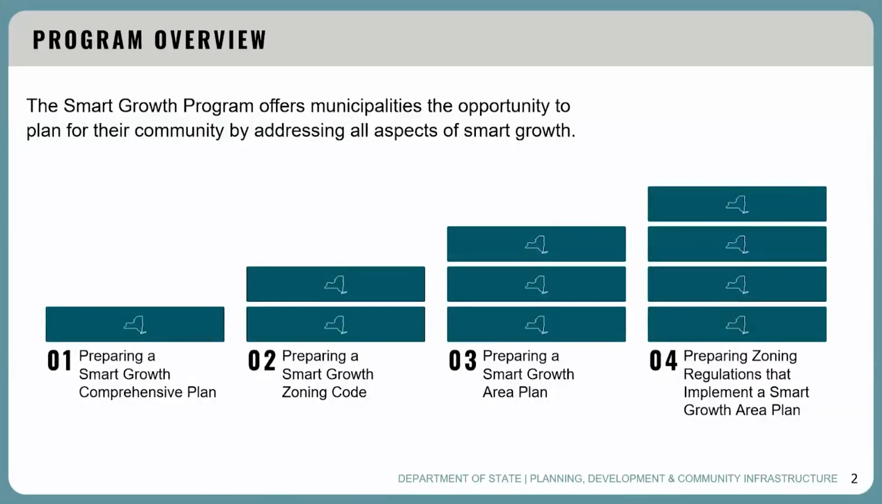The Department of State Smart Growth Program currently offers funding for comprehensive plans, zoning codes, area plans, and zoning regulations that implement an area plan. These activities are foundational planning work for any community and build upon each other. Whether a plan or zoning update, projects must convincingly incorporate all smart growth principles.